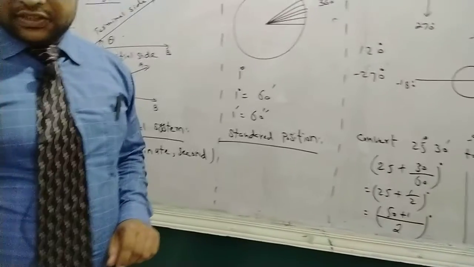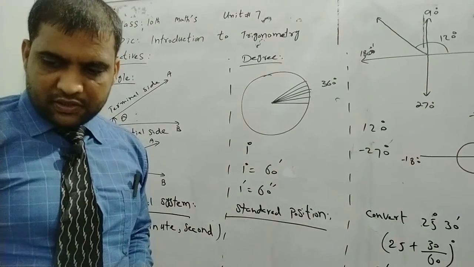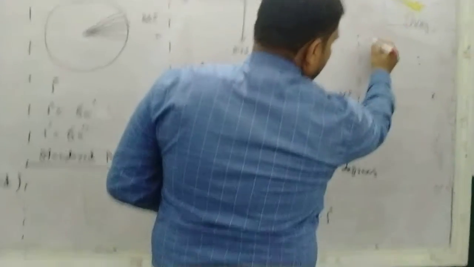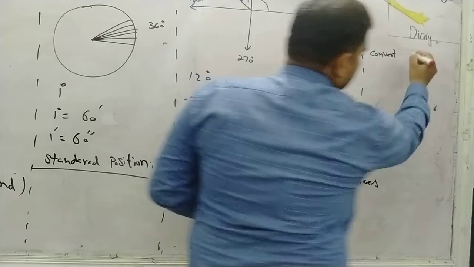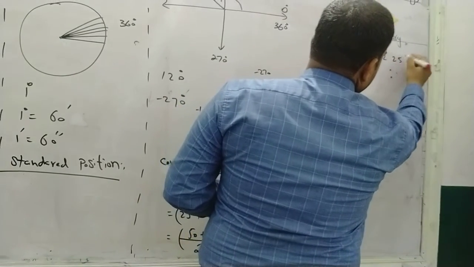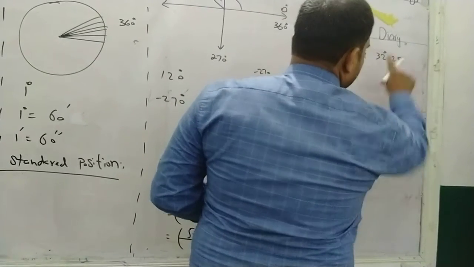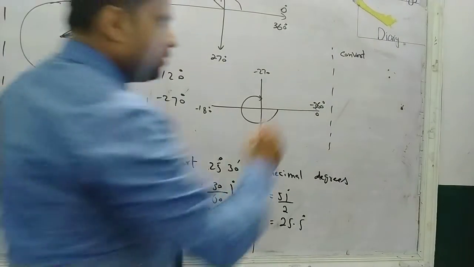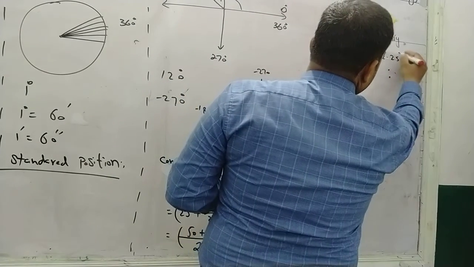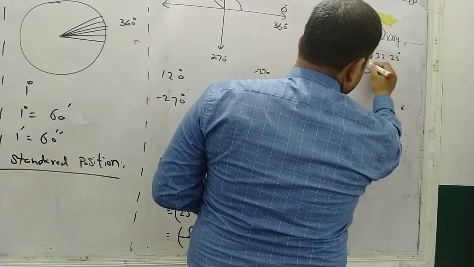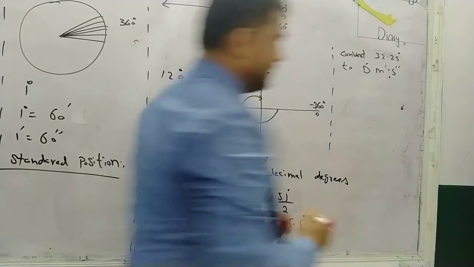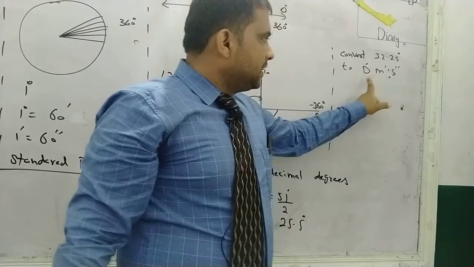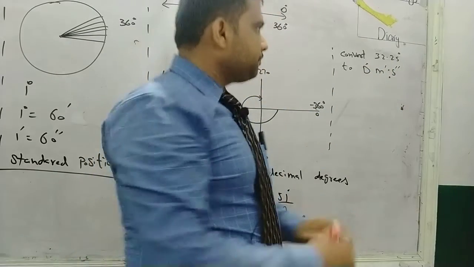Similarly, we can solve another question. The question is: convert 32.25 degrees to degrees, minutes and seconds. We have to convert the decimal degree system to degrees, minutes and seconds.